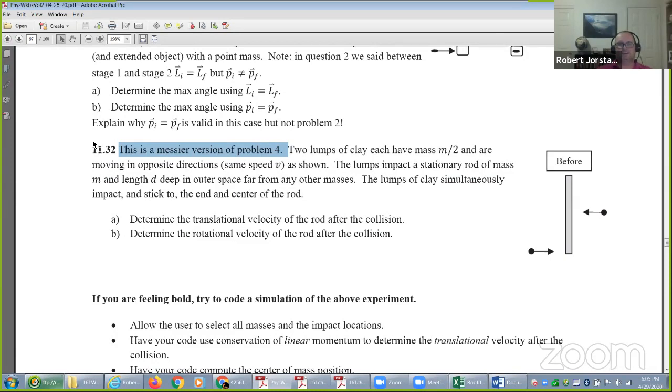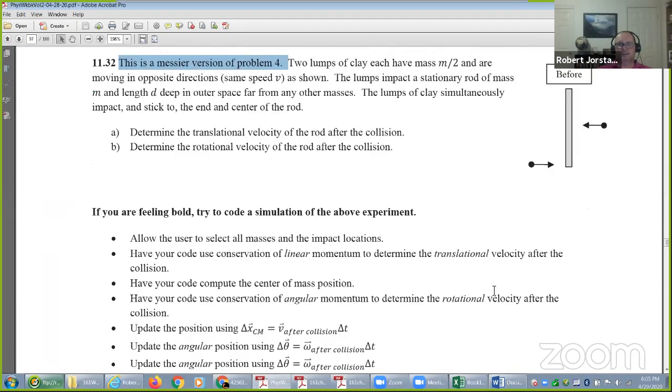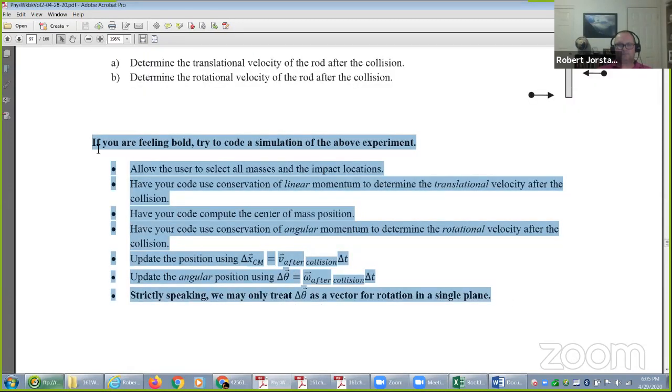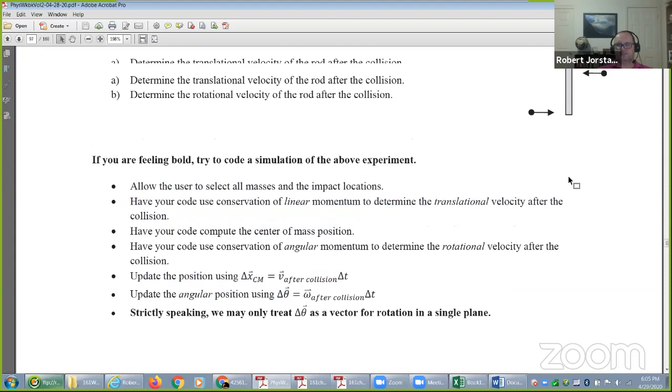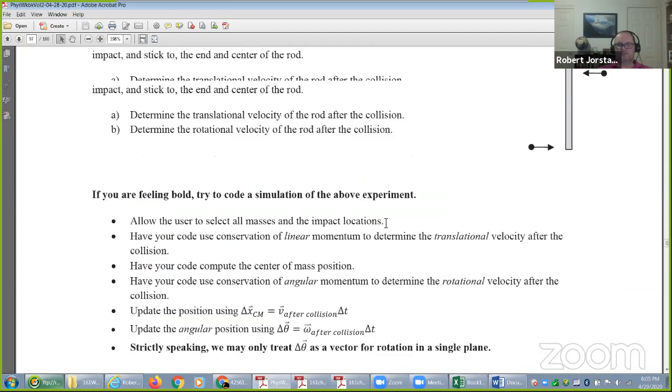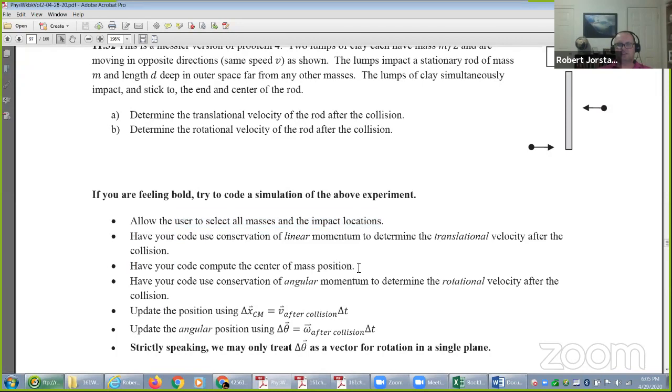So if you're a CS major and you're looking for something to do, well, here you go. You could code this experiment and allow the user to select the masses and impact locations, and you could have it compute the center of mass, do angular momentum, and update the position using this. And so you could, in theory, make an animation of that. It should be really easy.